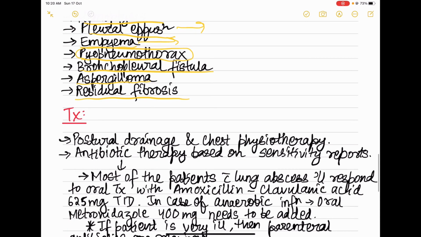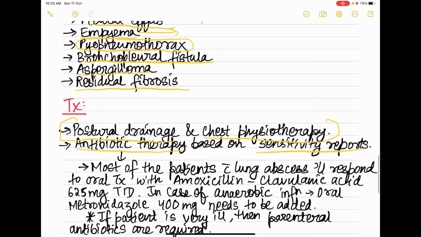Coming to the management of lung abscess, first is postural drainage and chest physiotherapy. These two play the main role. Then we give antibiotic therapy based on the sensitivity reports. But most patients with lung abscess will respond to oral treatment with amoxicillin clavulanic acid, that is 625 mg TID, that is thrice a day. In case of anaerobic infection, oral metronidazole, that is 400 mg, needs to be added along with these.